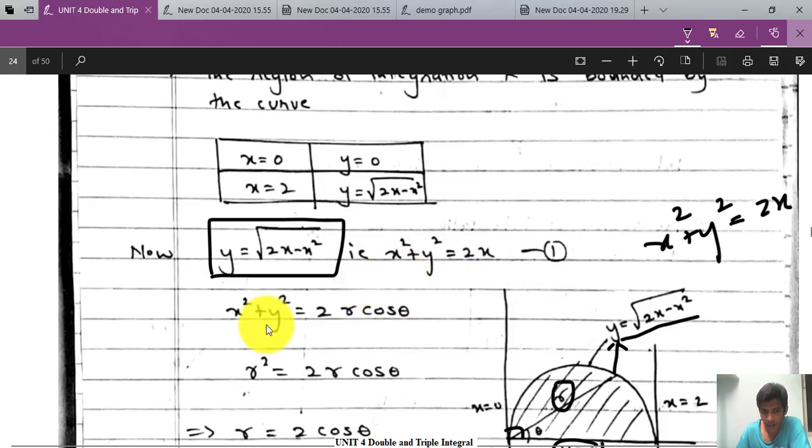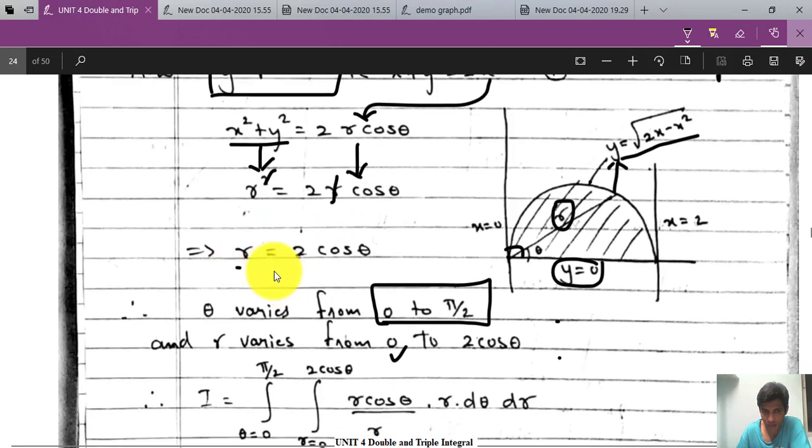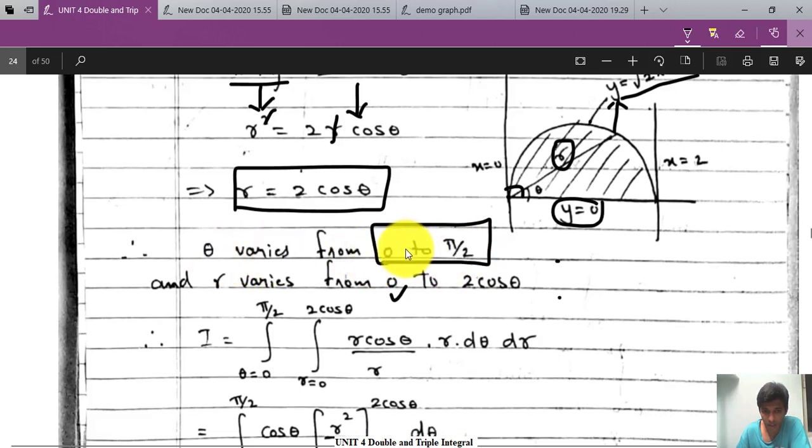But here, what is the value of x square plus y square? It is r square. And what is the value of x? You can write x as r cos theta. So r square is equal to 2r cos theta, one r gets cancelled, so the value of r is 2 cos theta. So theta ranges from 0 to pi by 2, and r ranges from 0 to 2 cos theta.